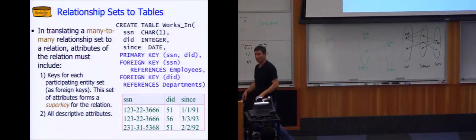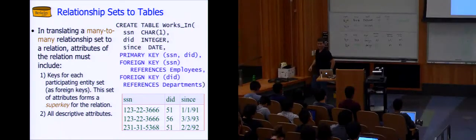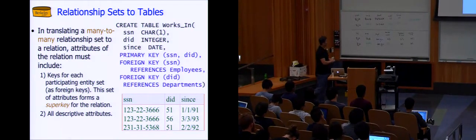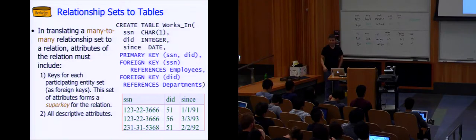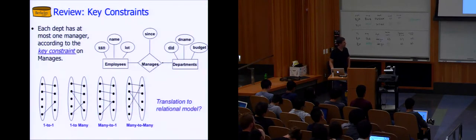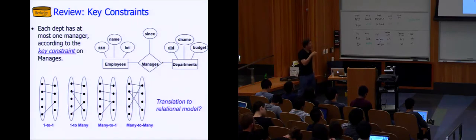And there can only be one edge between any two dots. And then, of course, these are foreign keys. SSN is a foreign key to employees, and DID is a foreign key to departments. Again, this is pretty straightforward for many to many. Now let's think about our constraints. Remember this picture.